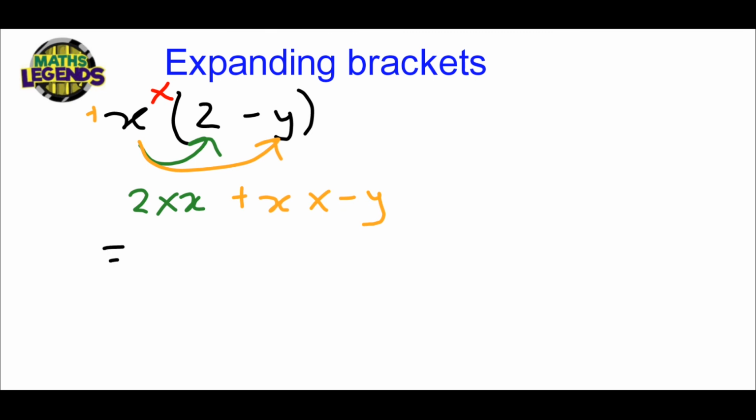We then simplify, so this is 2x, x times y is xy, plus minus, this becomes a minus. So the answer here is 2x minus xy.